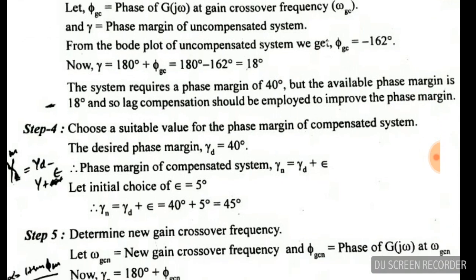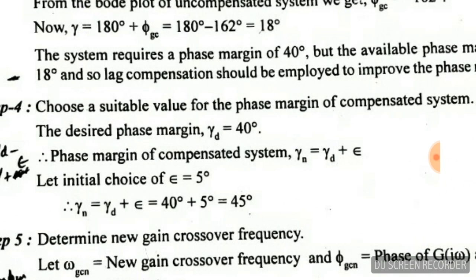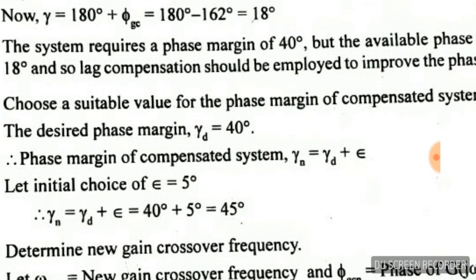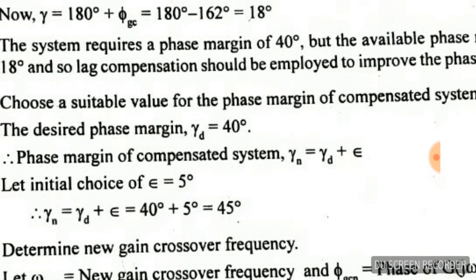So choose a suitable value. The desired phase margin we have here is gamma d equal to 40 degrees, and there must be another value, epsilon, 5 degrees more than what we desire, as the theoretical part of that. So the phase margin of the compensated system will be the desired phase margin plus a small value. We can choose it here as 5 degrees for the error adjustment. So gamma n is equal to gamma d plus epsilon, that is equal to 40 degrees plus 5 degrees.